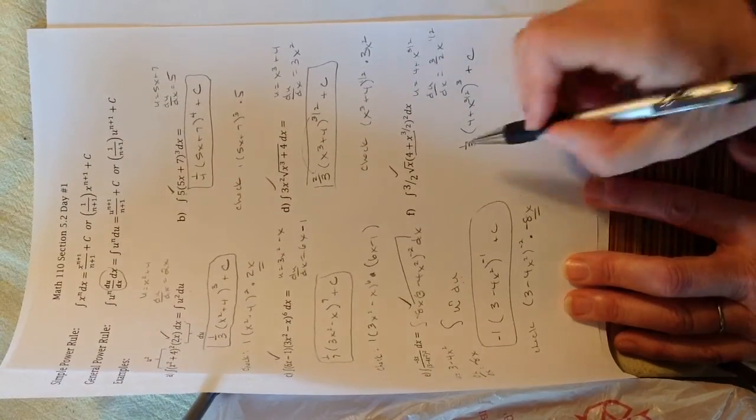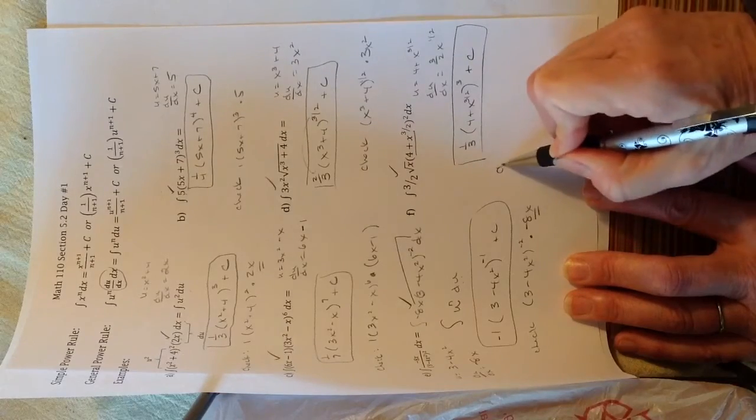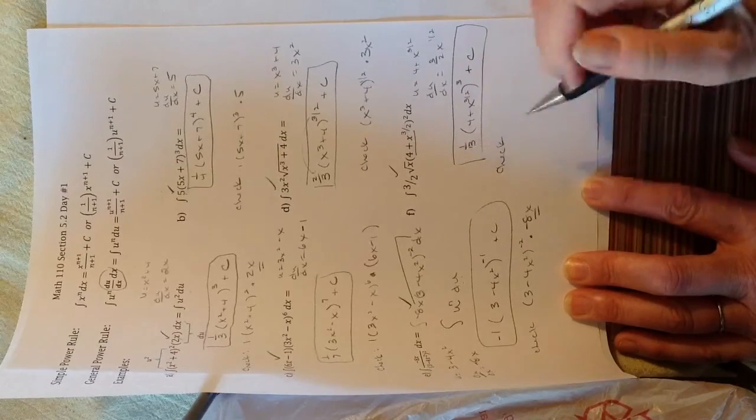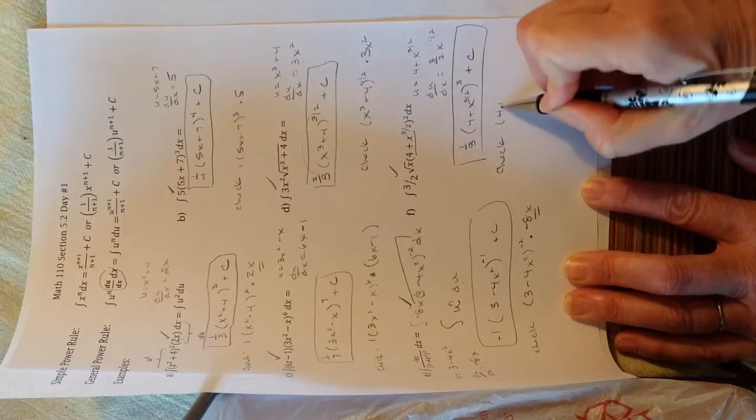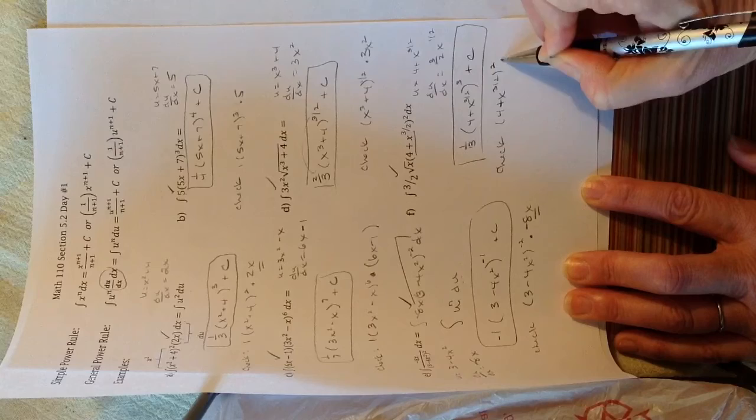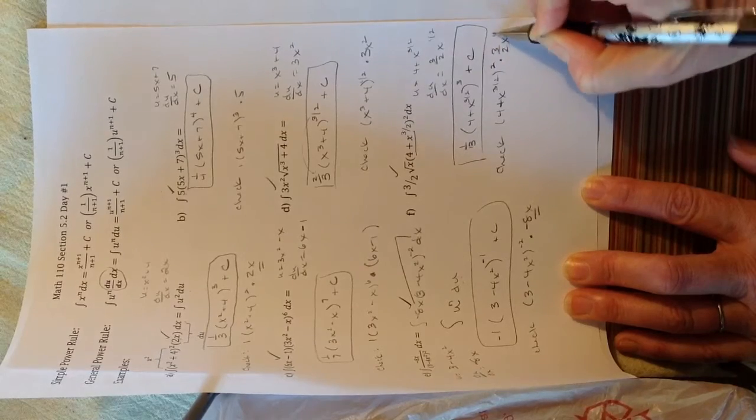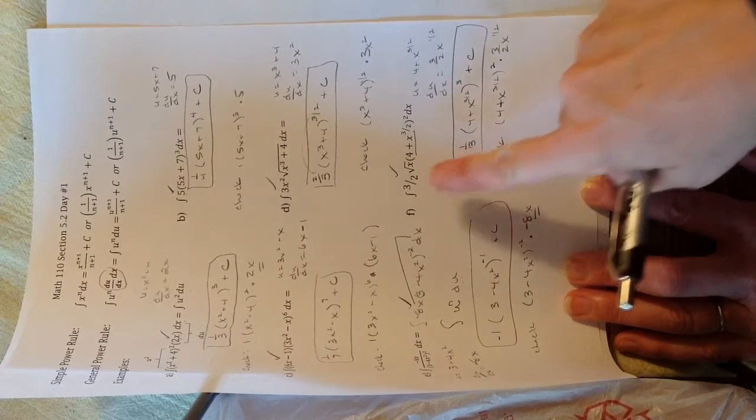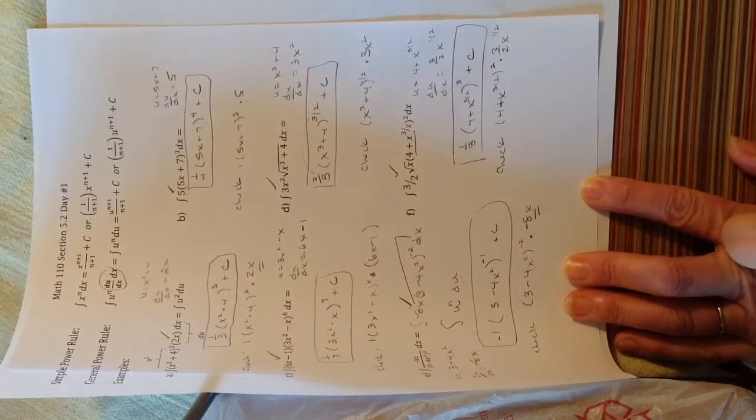And then check my answer. 3 times a third is 1. 4 plus x to the 3/2 is now raised to 2 times 3/2 x to the 1/2, which is exactly what I started with. So I know I'm right.